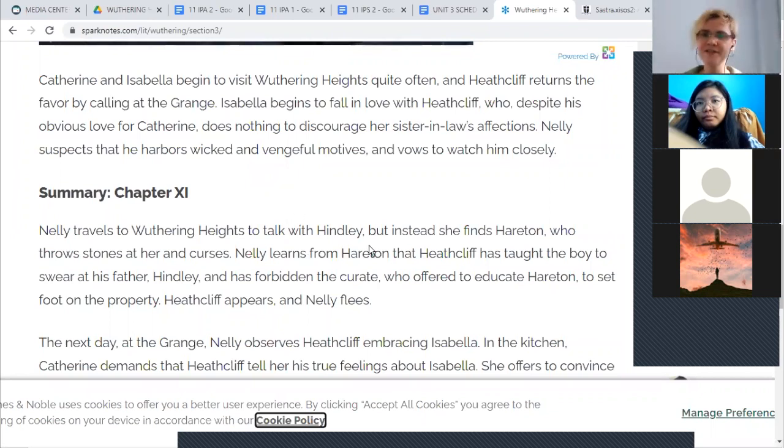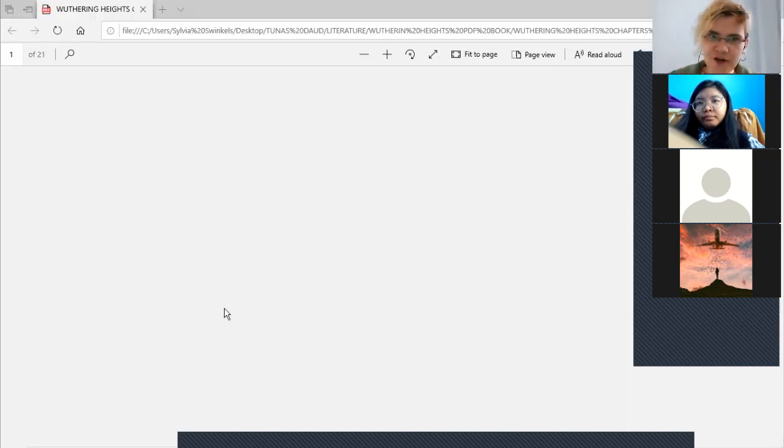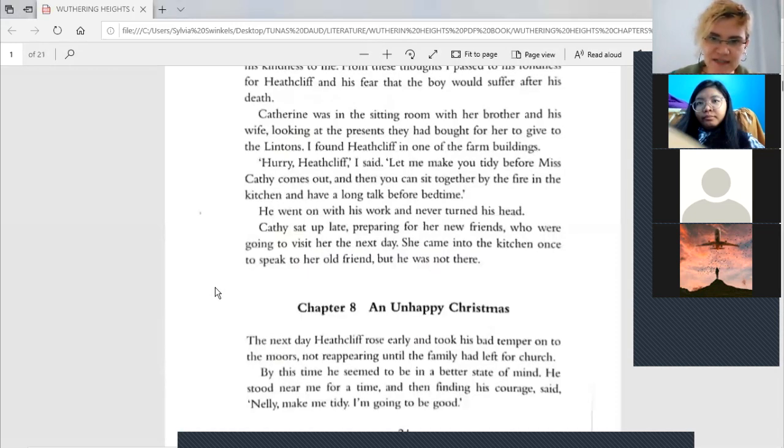So we're at the point now where Catherine is married to Edgar, and her brother Hindley lost his wife and raises his son by himself. And Heathcliff went away for 3 years, and came back handsome and rich. That's kind of where we are right now in the story. Okay, now let's look at the PDF and let's start reading. So we are at chapter 8.